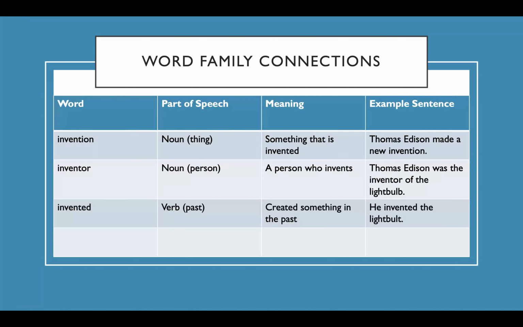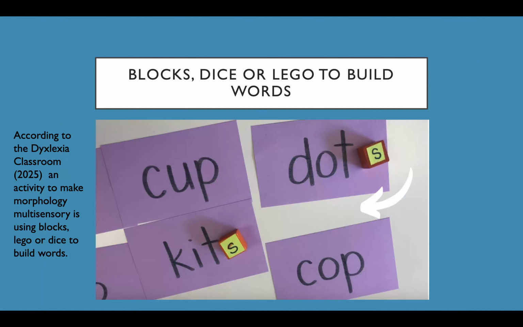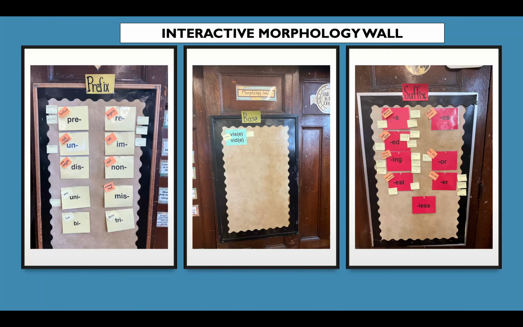So here's an example of some word family connections that I made. And here's an example from the dyslexia classroom of an activity to make morphology multisensory. And this is an example from my own classroom of an interactive morphology wall, where the prefixes, bases, and suffixes are defined, and then the students write the words that they find in their own reading on Post-its and attach it to the wall.